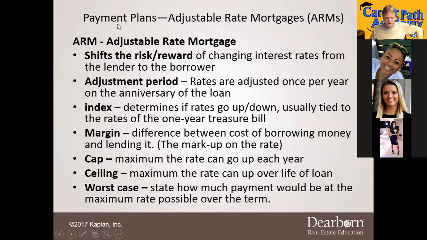All right. So an adjustable rate mortgage, or ARM, on page 237, where it says adjustable rate mortgages, highlight adjustable rate mortgages. They shift the risk or reward of changing interest rates from the lender to the borrower. And next to the title there, I just want you to write ARM, like I have it here at the top. That's the abbreviation for an adjustable rate mortgage. They call it an ARM.